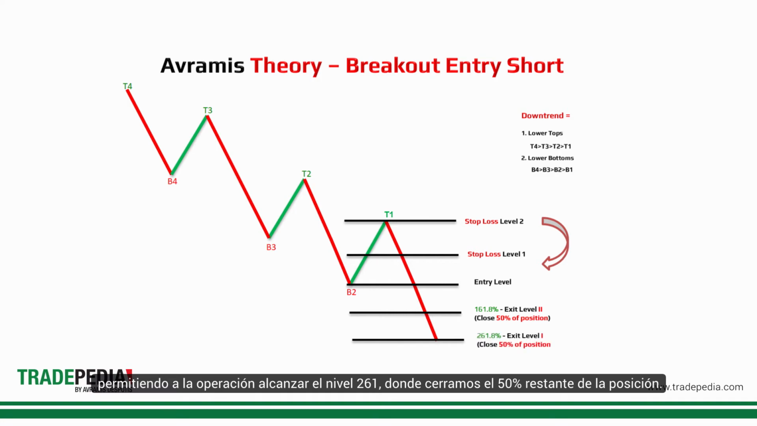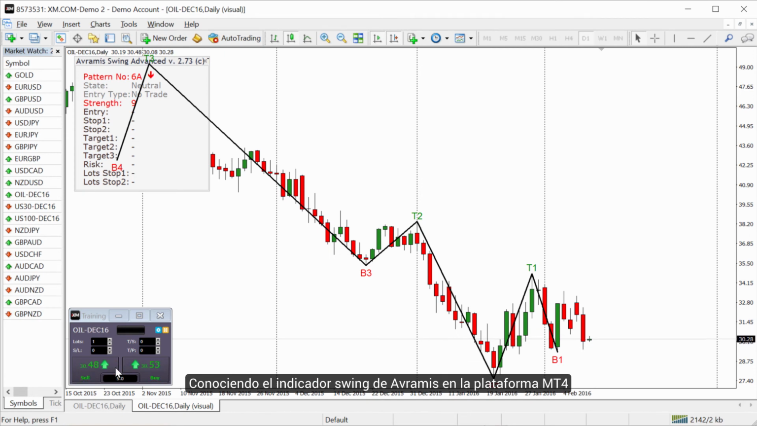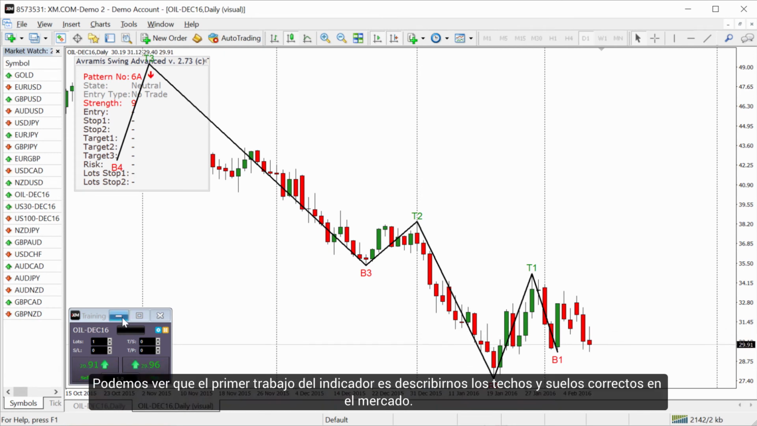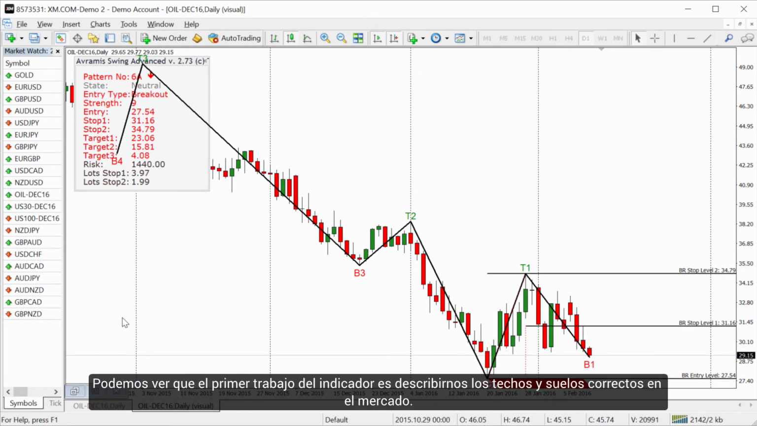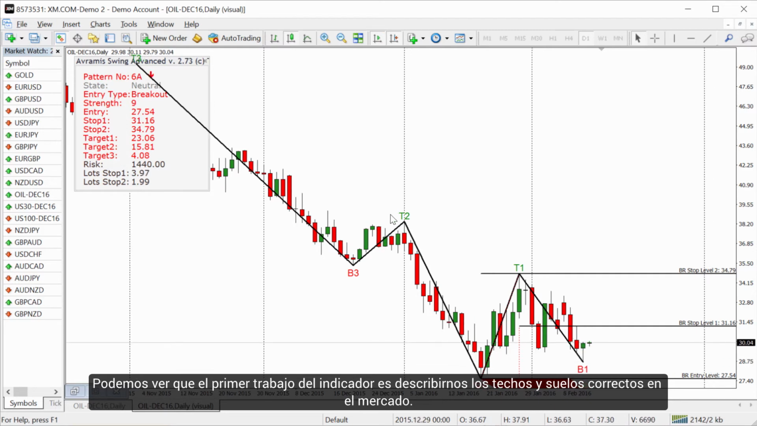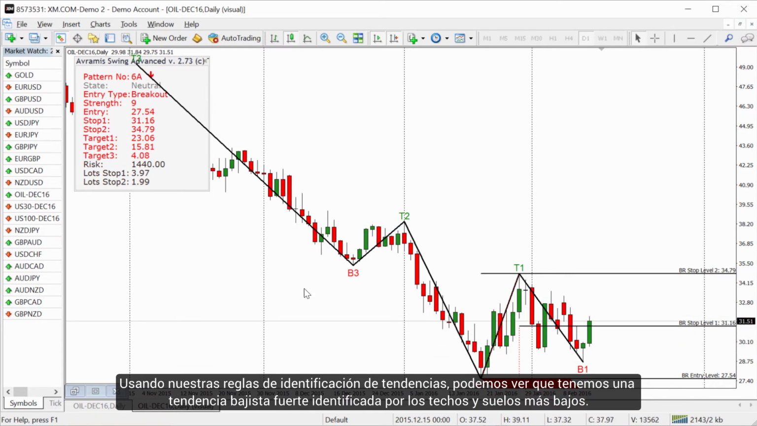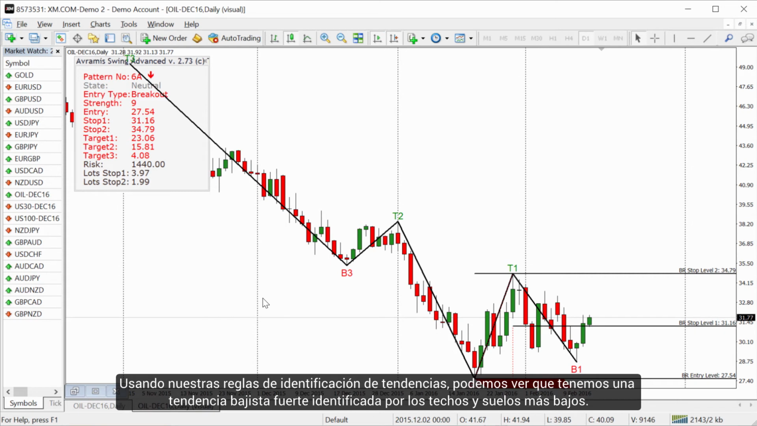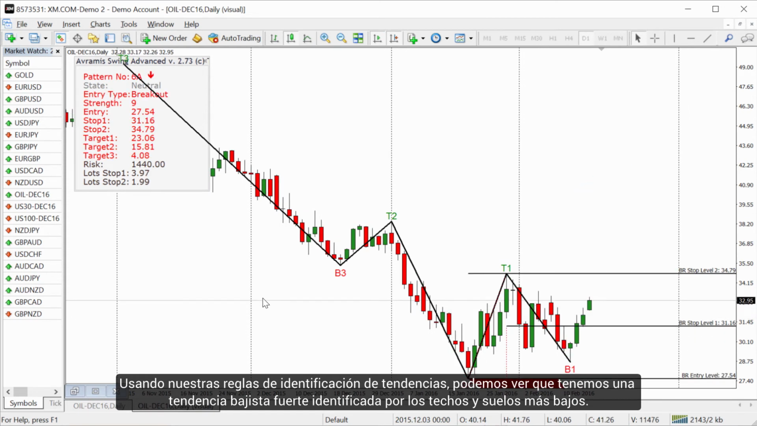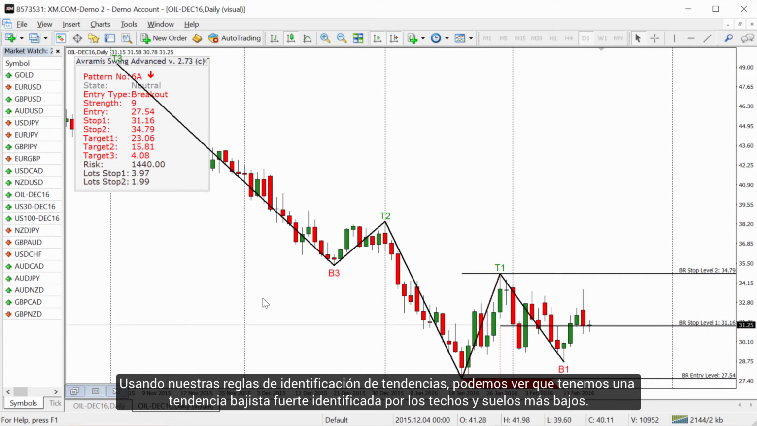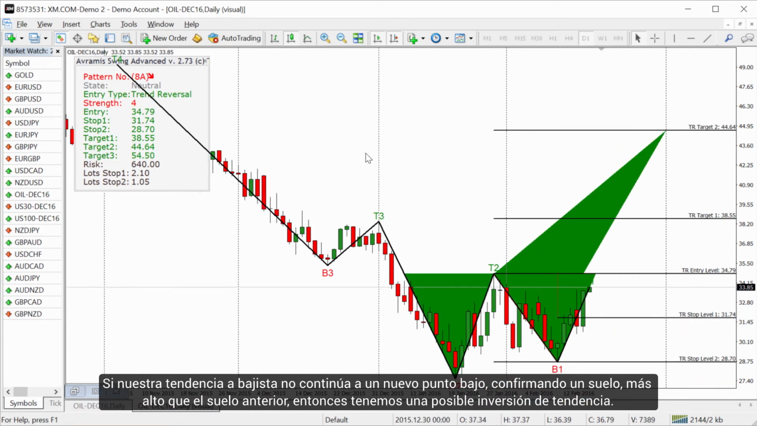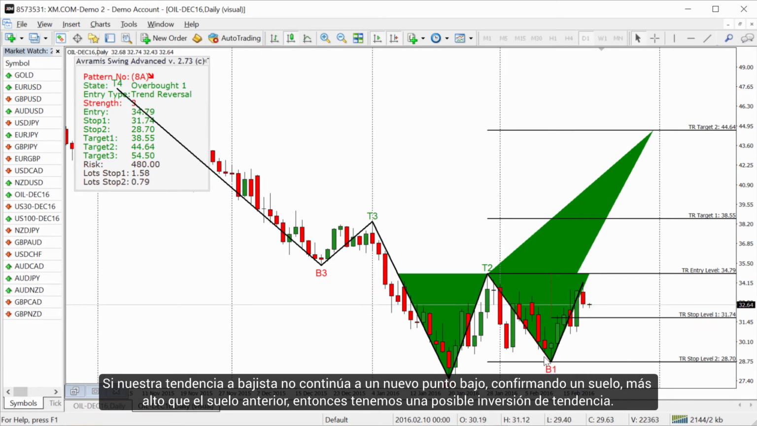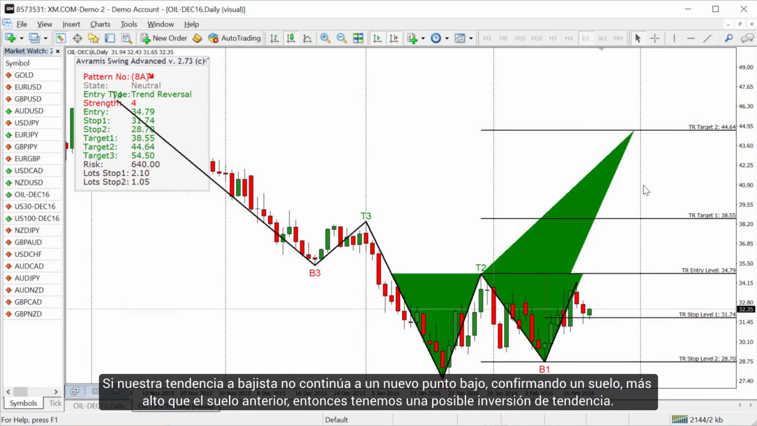Taking a look at the Avramis swing indicator on the MT4 platform, we can see that the first job of the indicator is to outline to us the correct tops and bottoms in the marketplace. Now, from there, using our rules of trend identification, we can see that we have a strong downtrend in place, identified by the lower tops and lower bottoms. Now, if our downtrend fails to continue to a new low by confirming a bottom higher than the level of the previous bottom, then we have a possible trend reversal.